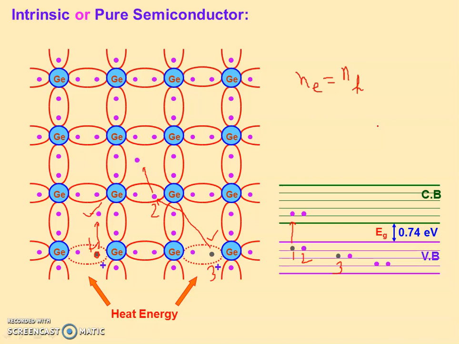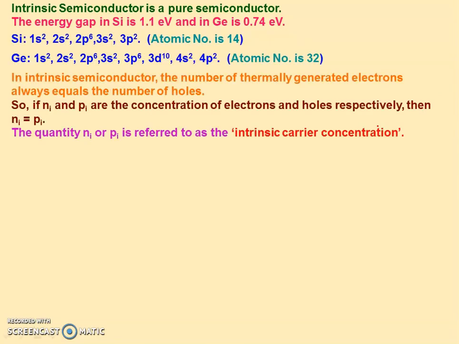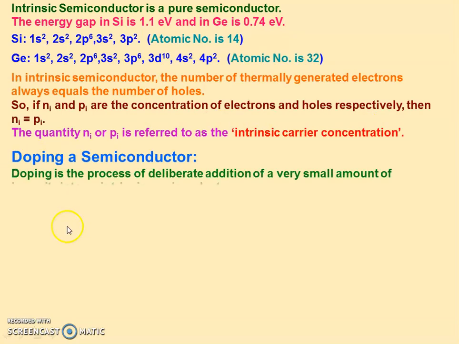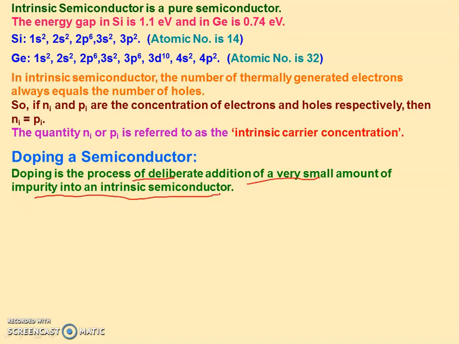Now if we want to increase its conductivity, we have to add a few impurity atoms to the intrinsic semiconductor. And adding an impurity atom to a pure semiconductor is called doping. After the doping, the pure semiconductor is converted into extrinsic semiconductor. Now see, doping is the process of deliberate addition of a very small amount of impurity to the intrinsic semiconductor. This is a very small amount of impurity.